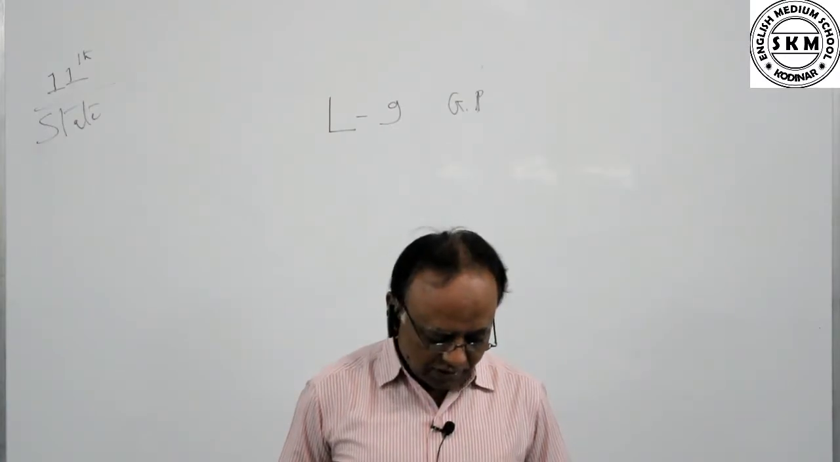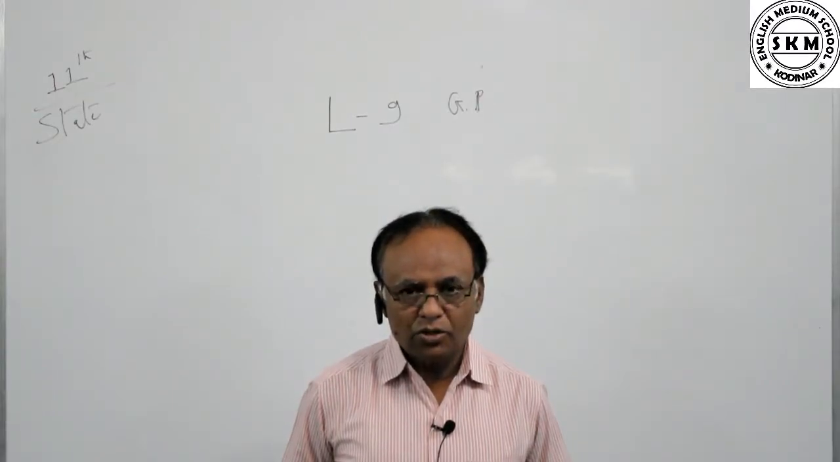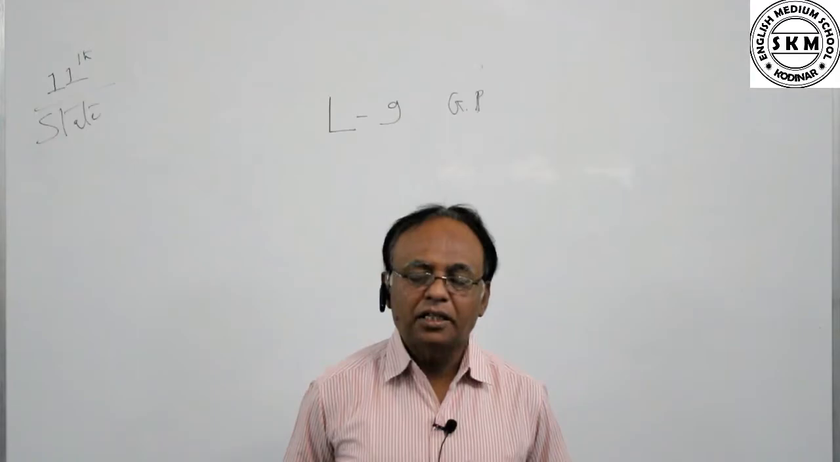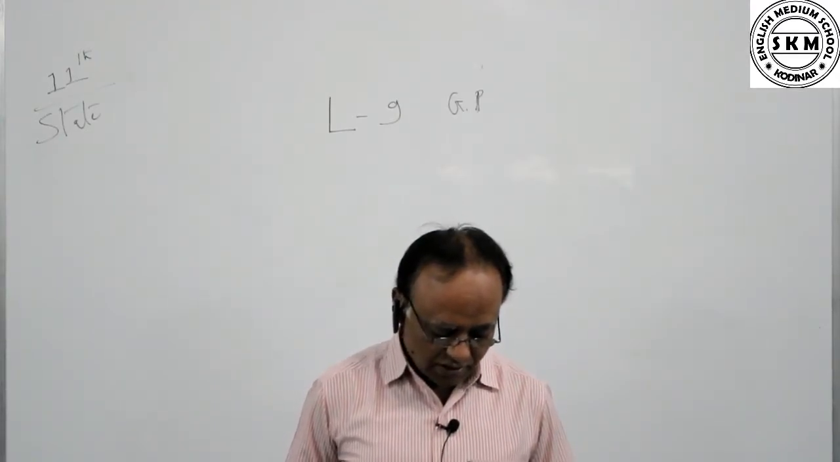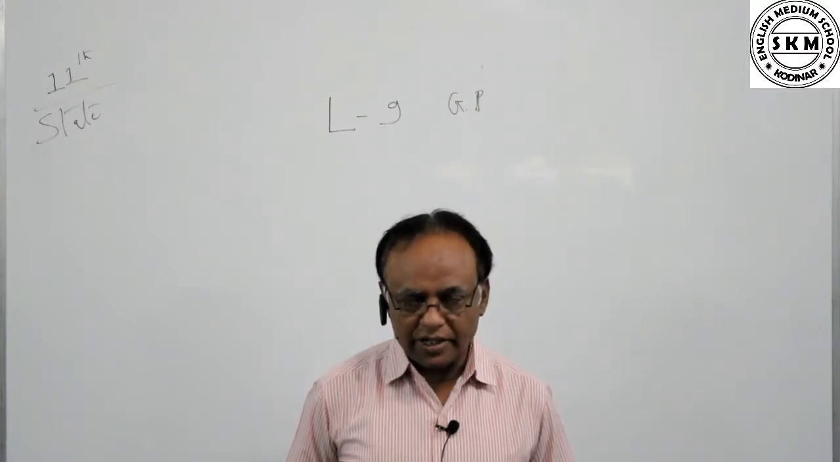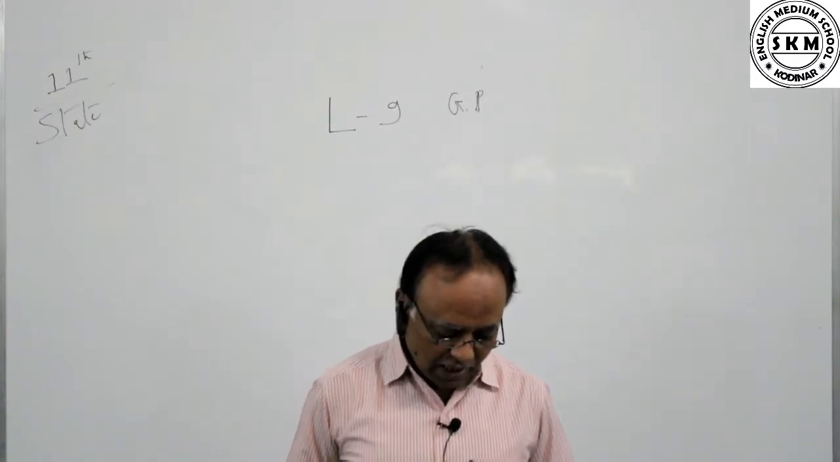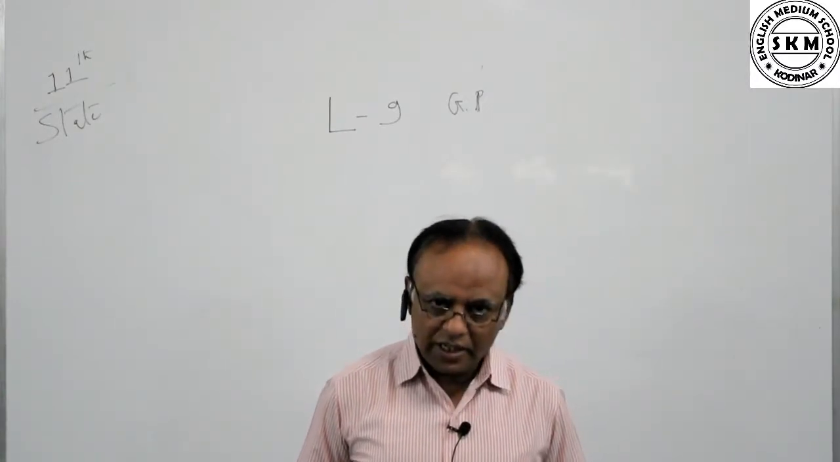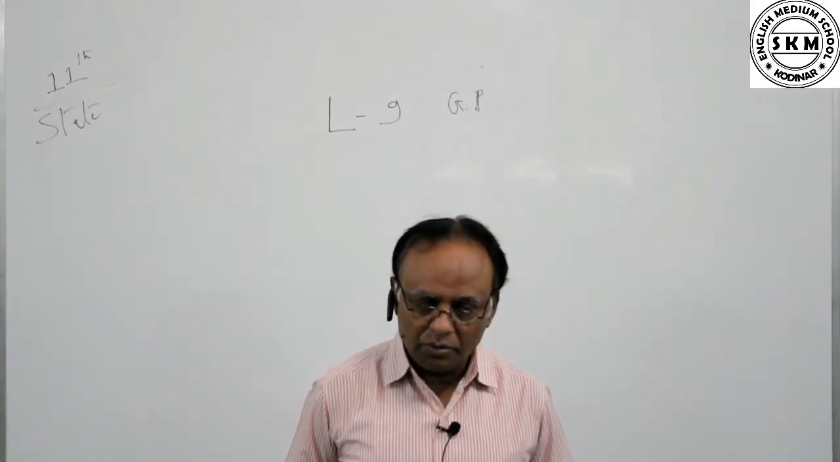In first periods, I discussed what is the GP and what is the AP and some illustrated examples. In previous periods, I have discussed some more illustrated examples. Now, today I start your illustrated example number 14, page number 284. Open your page number 284, lesson number 9, geometric progression.